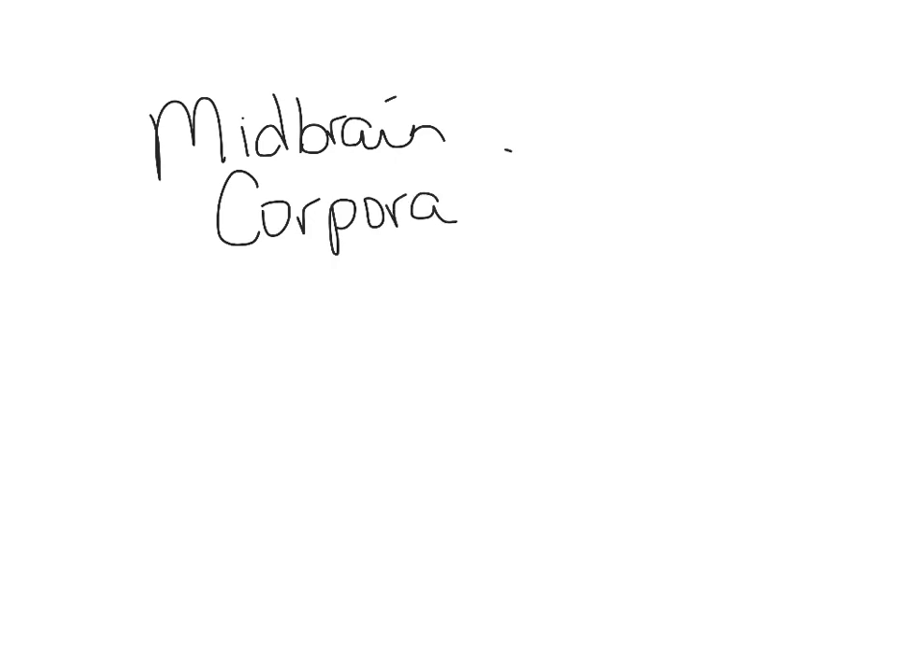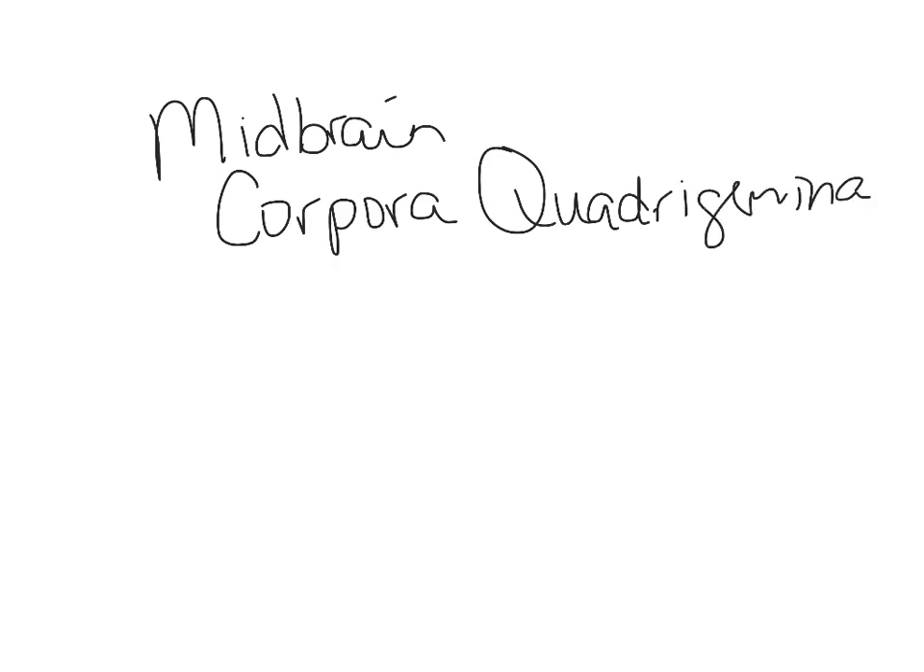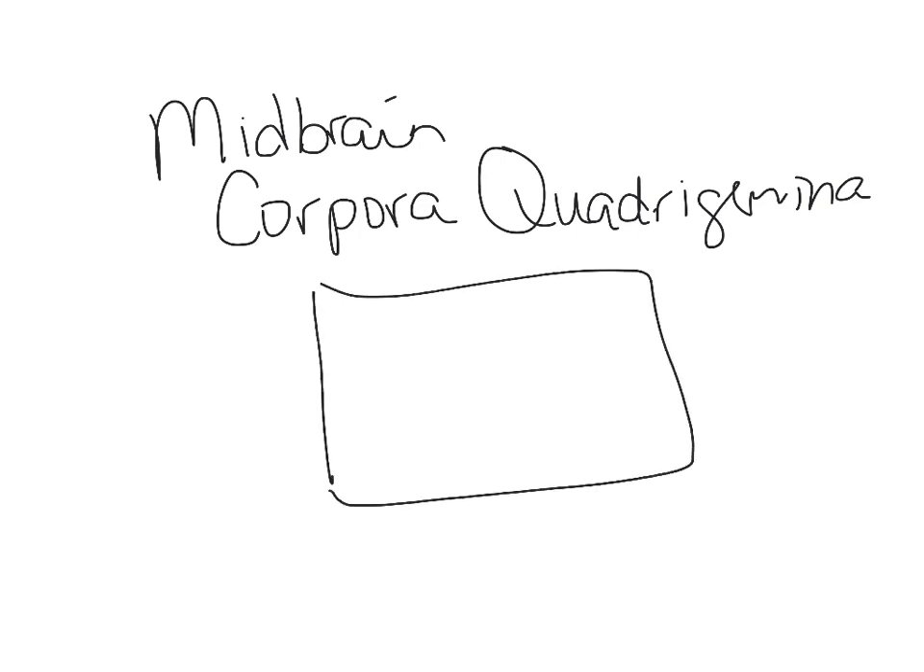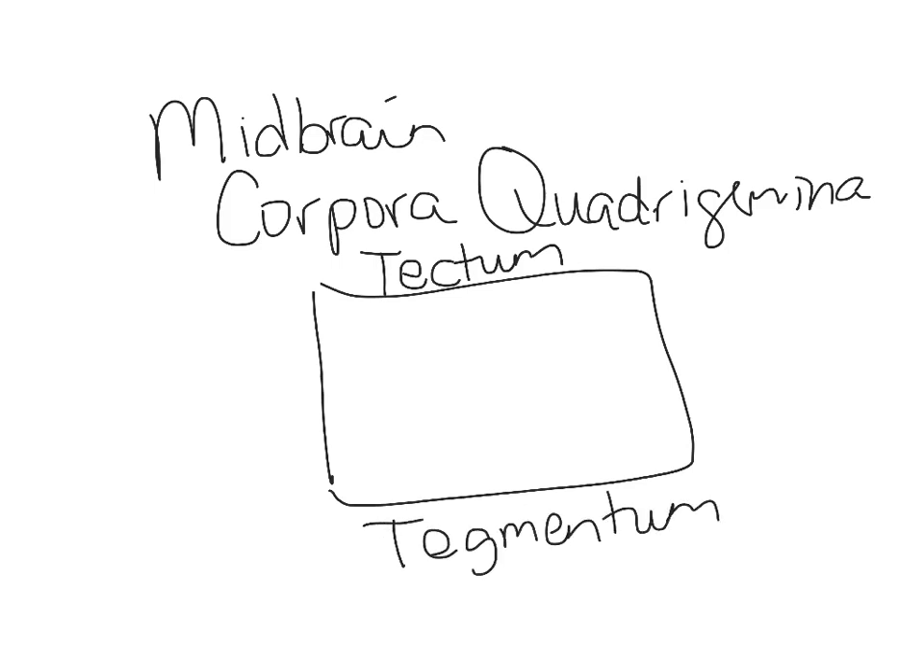Corpora means body. Quadra gemina. Okay. And within the corpora, if we wanted to talk about a roof and a floor, the roof of the midbrain is called the tectum, and then the floor is called the tegmentum. And the corpora quadra gemina is in the tectum. Just words, right? And within the corpora quadra gemina are these two nuclei.